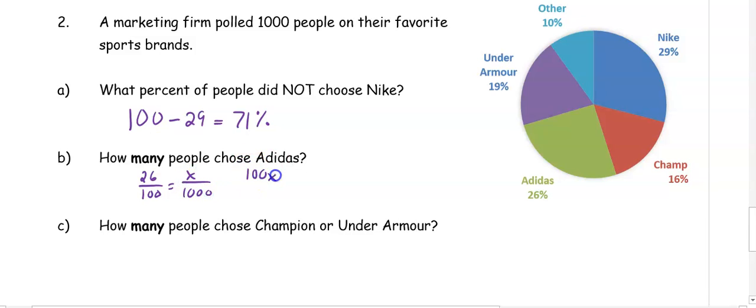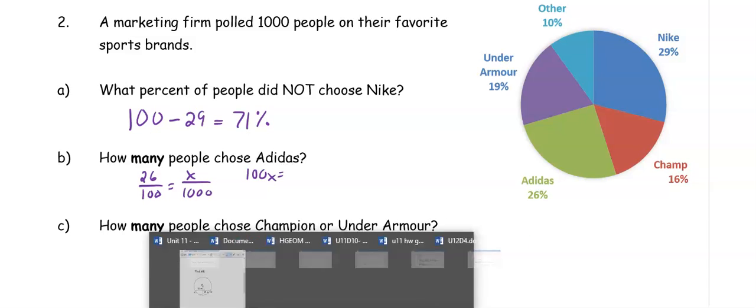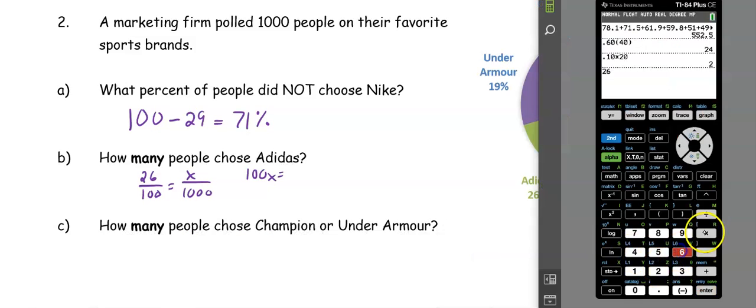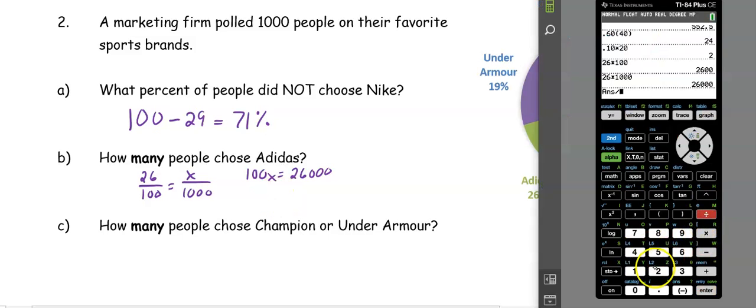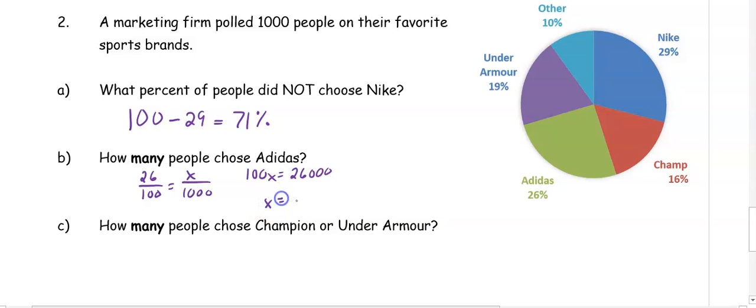So when we cross multiply, we get 100x equals 26 times 100. Oh, sorry, 26 times 1,000, which is 26,000. And when we divide by 100, we get 260 people. In number 6, how many people chose Champion or Under Armour?